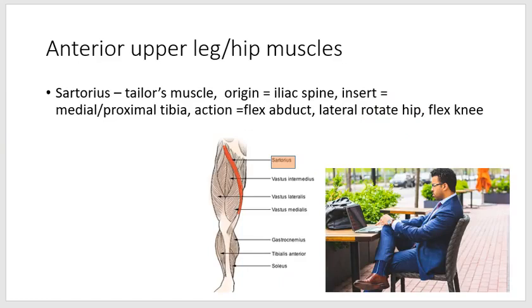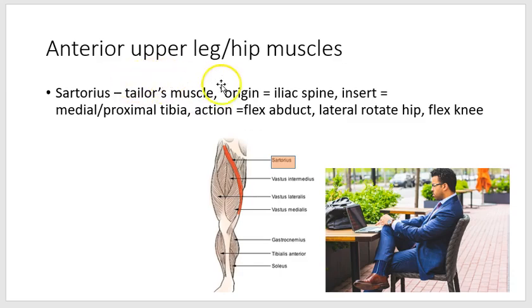Then we get to the sartorius muscle. This is sometimes called the tailor's muscle. You can see it comes out here from the outside of the iliac spine, and then inserts down here on that medial condyle of the tibia. What it allows you to do is to flex, so to bring the leg up, to abduct it, so to bring it away, and for lateral hip rotation, and to flex the knee. So it does a lot of stuff.